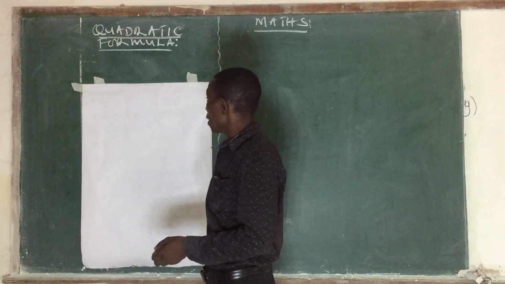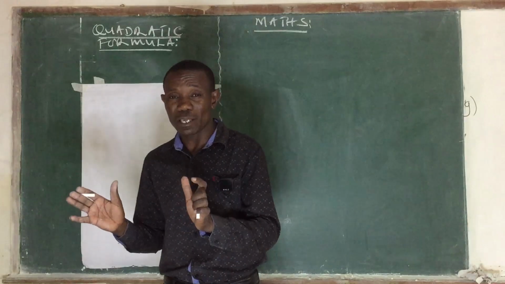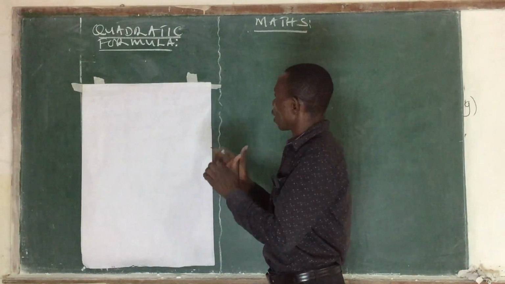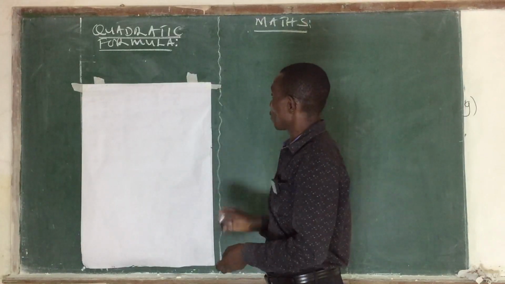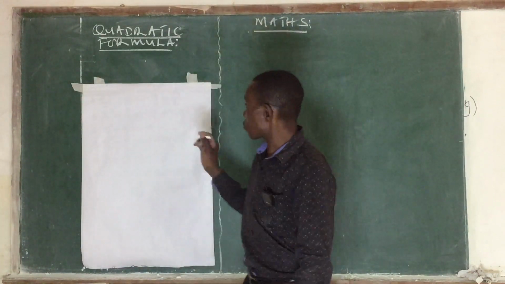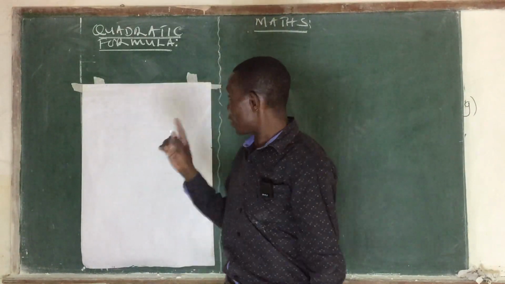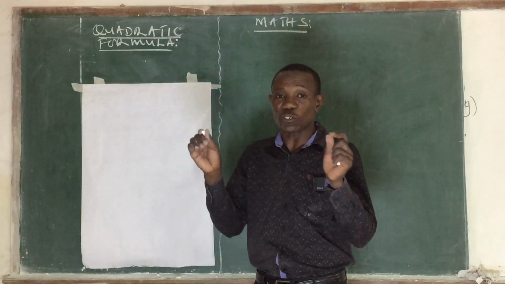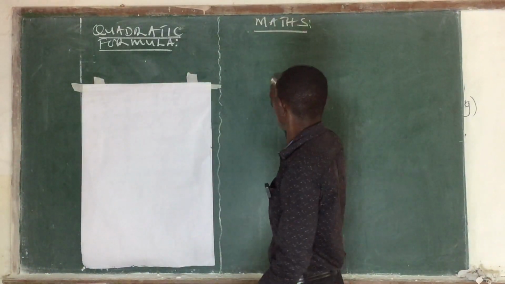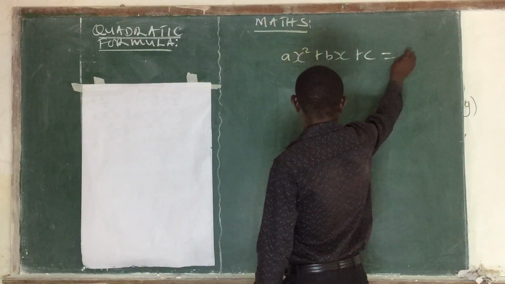More importantly, if you want to derive this quadratic formula, the main mechanism you can use to come up with the formula is the knowledge of completing the square. It's more like the way you solve a quadratic equation by completing the square. But in this case, you'll be solving a quadratic equation in the form ax squared plus bx plus c is equal to 0.